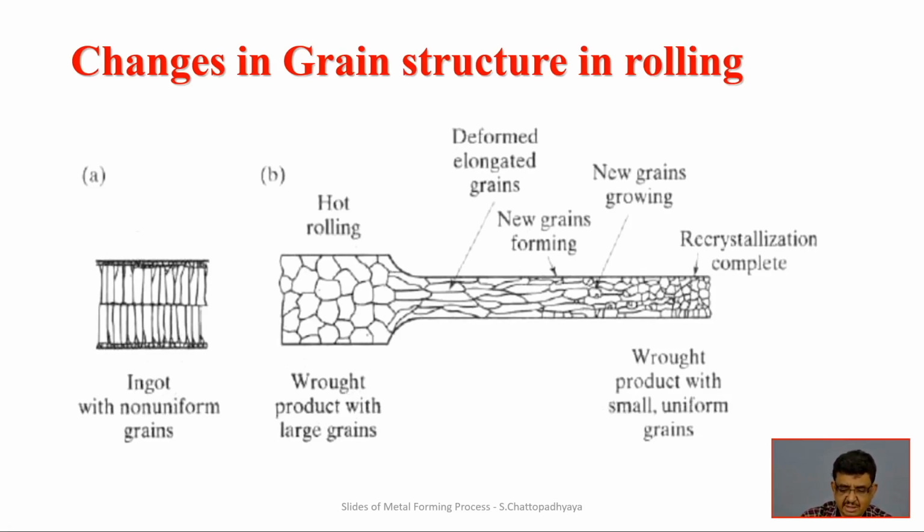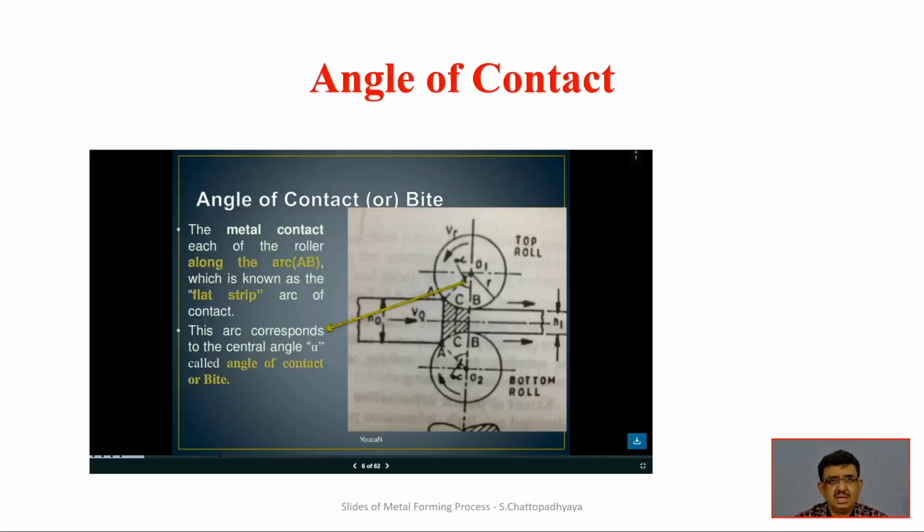So the grain structure also gets changed in hot forming processes, specifically hot rolling. We can see the angle of bite, and that is important. This is along the arc, and alpha is the angle. The arc corresponds to the central angle alpha, called the angle of contact or bite. Bite means the pulling force, and that angle is very important in determining how much pulling force will be there.